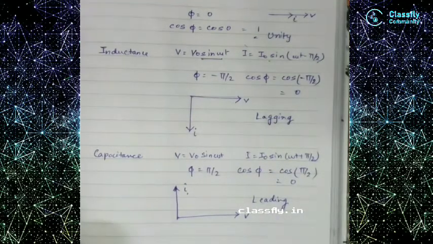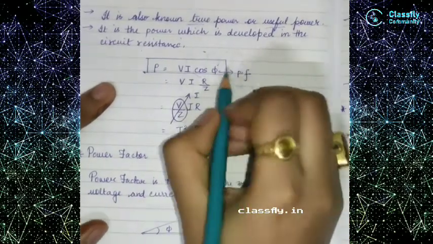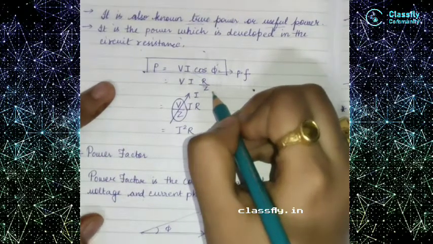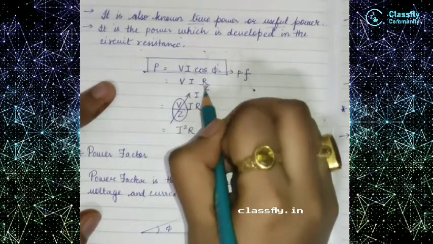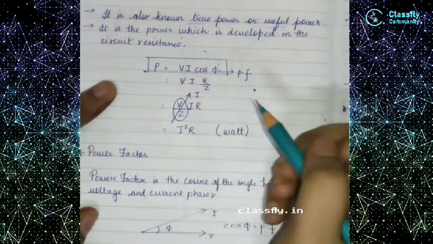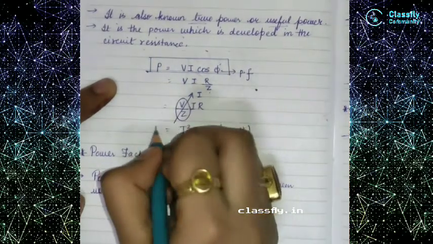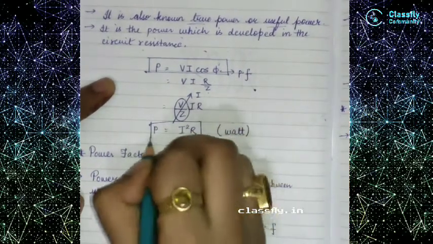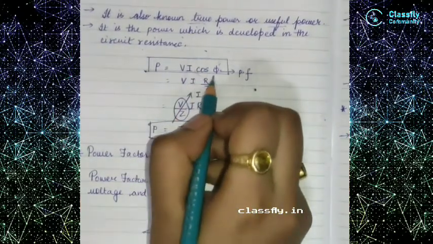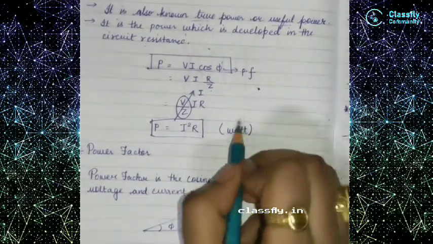Now let's move on to the active power. Now you know that cos phi is a power factor, and we also know that power factor is the ratio between the resistance and the impedance. So we can write that cos phi is R by Z, and we know that V by Z is our I, right? So it will be I square R. So P is equal to I square R is another equation for the active power, and P is equal to VI cos phi is also the equation for the active power, and its unit is watt.